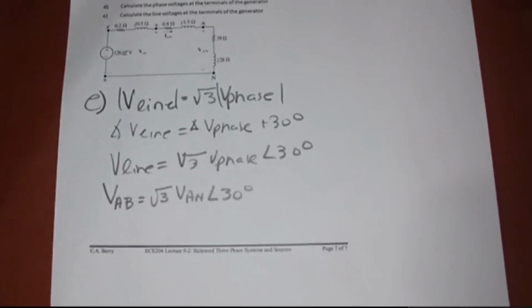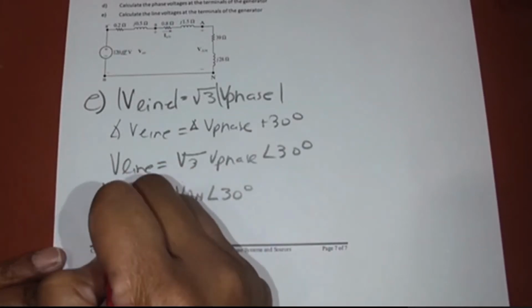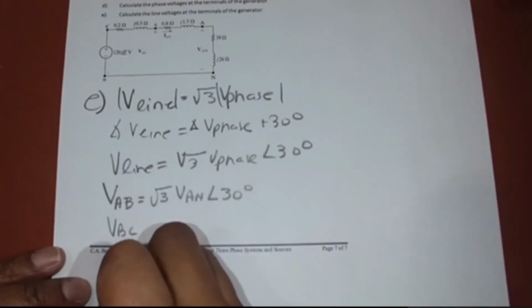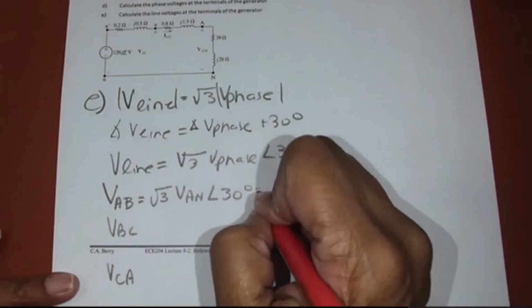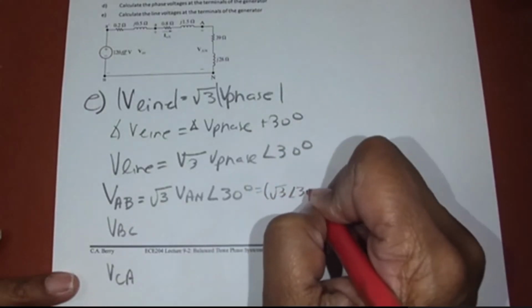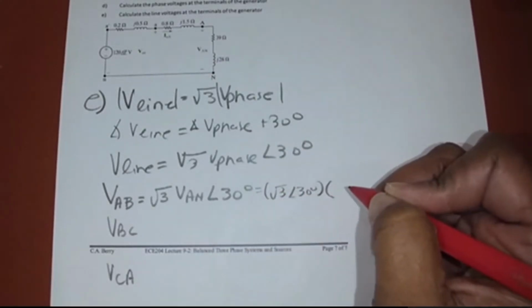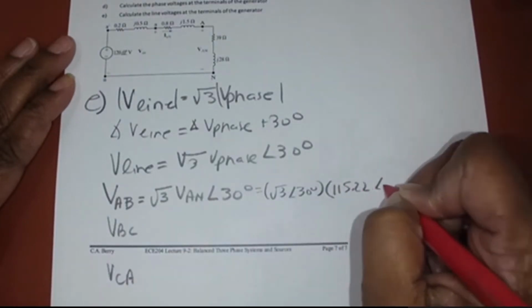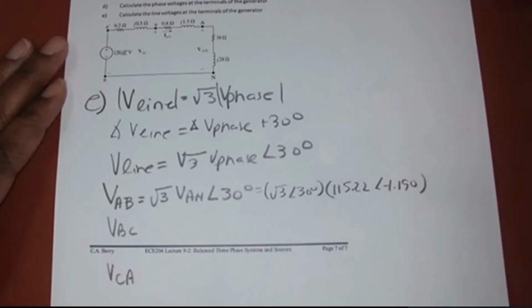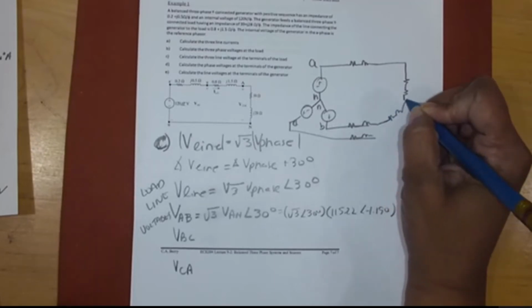So find VAB, and then use VAB to find VBC and VCA. Just shift by 120. So this is square root of 3, angle 30 degrees, times VAN, which was 115.22 with an angle of negative 1.19 degrees. What is VAB? I think I missed some impedances, but you get the point.